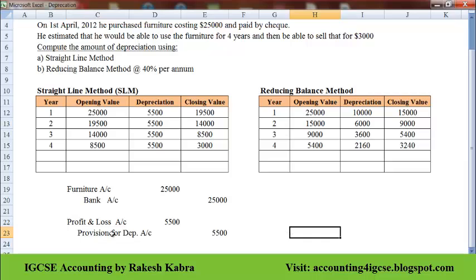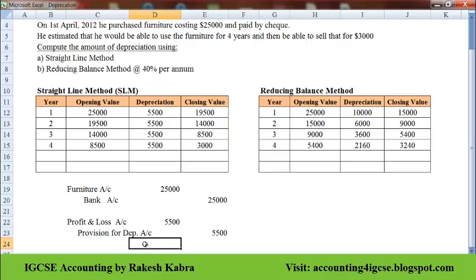This is a contra asset account. Getting my point? Every year this entry will pass at the time of buying the asset, and at the end of every year we will pass this entry. Understood or not? This is a loss, so I debited profit and loss account, and this is a contra asset account. Instead of writing furniture account, I wrote which account? Provision for depreciation account.